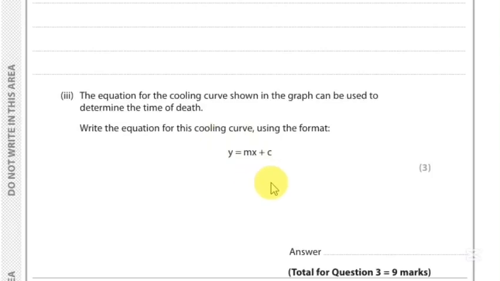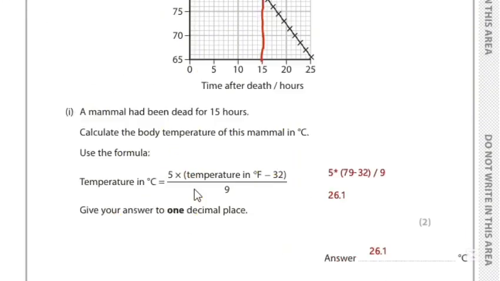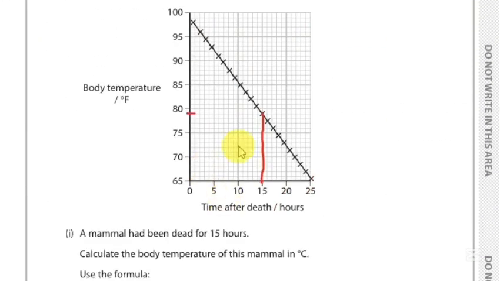We will calculate the m. The value of c is 98.5, because it was in the middle between 98 and 99. And we need to calculate the gradient by following the formula of y2 minus y1 divided by x2 minus x1. I have already calculated it, and we can take any of the points from here. Like if we take x2 as 15, then we will take the value of y2 as 79. We'll just take two values from here.